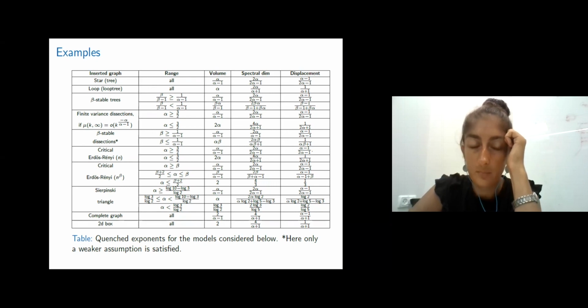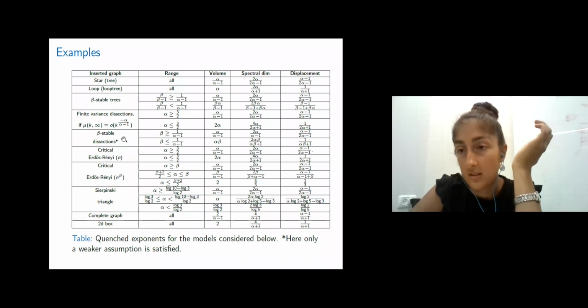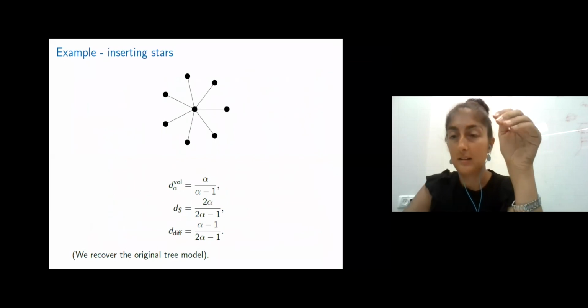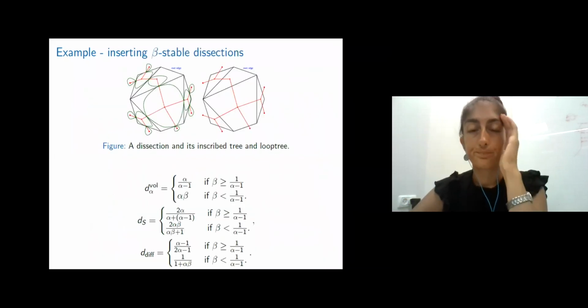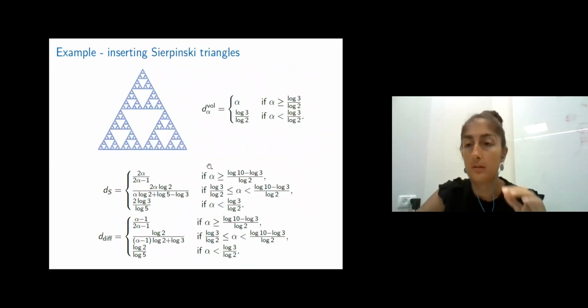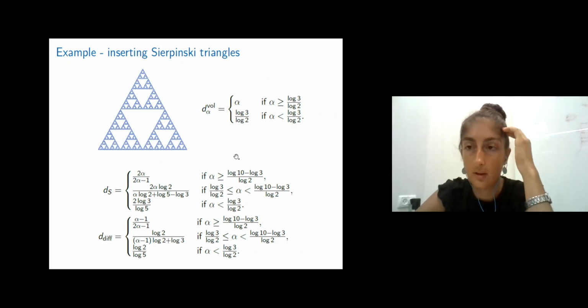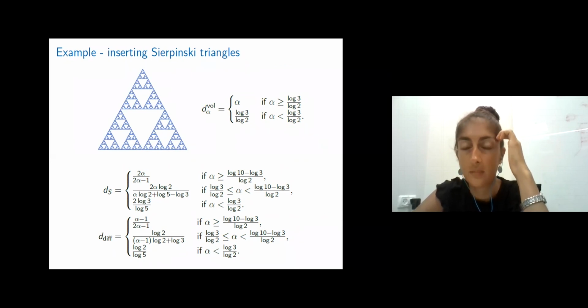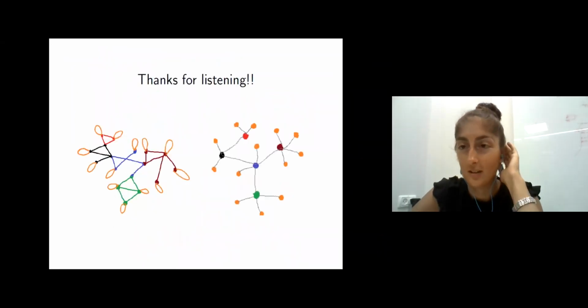You can also insert dissections if you're interested in recovering outer planar maps. Here's a Sierpinski triangle. These precise values aren't particularly important, but the fact that you can actually plug them into the model is quite nice and encouraging for the percolation cluster, and also for other critical models, for example some FK models also fall into this framework, so also encouraging for other critical statistical mechanics models. But yeah, I will finish there. So thank you everyone for listening.